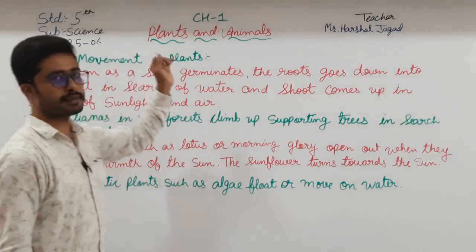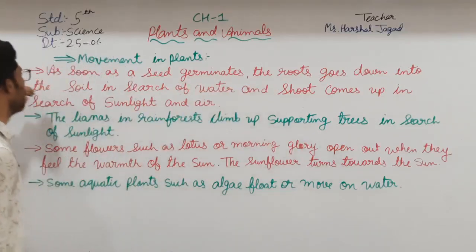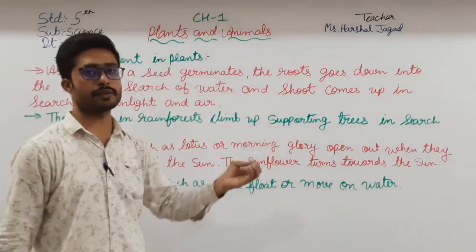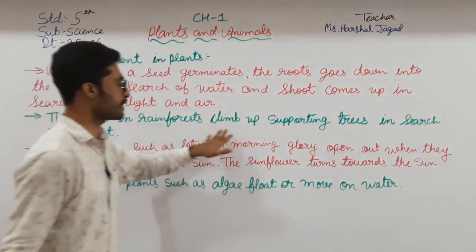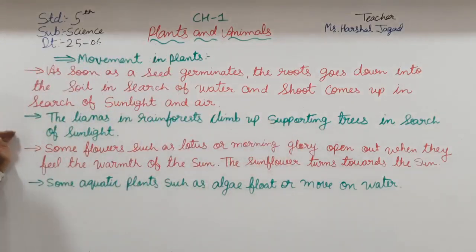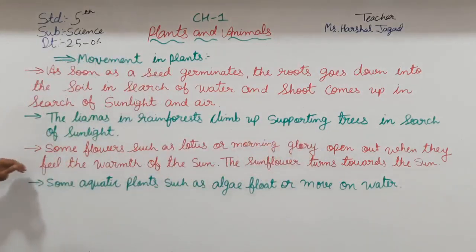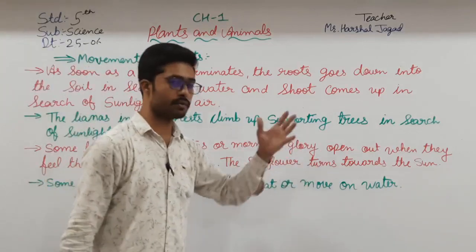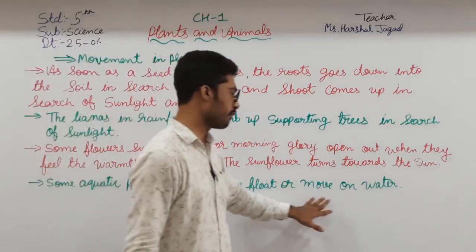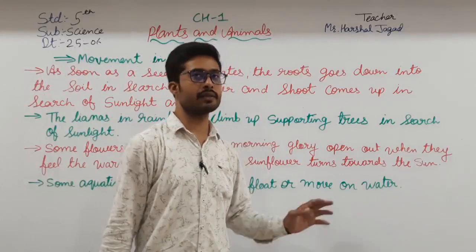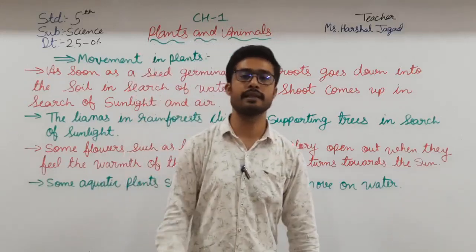So these are the movements in the plants: as soon as a seed germinates, the roots go down into the soil in search of water, and the shoot comes up in search of sunlight and air. The lianas in the rainforest climb up, supporting trees in search of sunlight. Some flowers such as lotus or morning glory open out when they feel the warmth of the sun. The sunflower turns towards the sun, and the last, some aquatic plants such as algae float or move on the water. Okay, so this was the movement in the animals and plants, and here we complete this video, and further we will see in the next video.